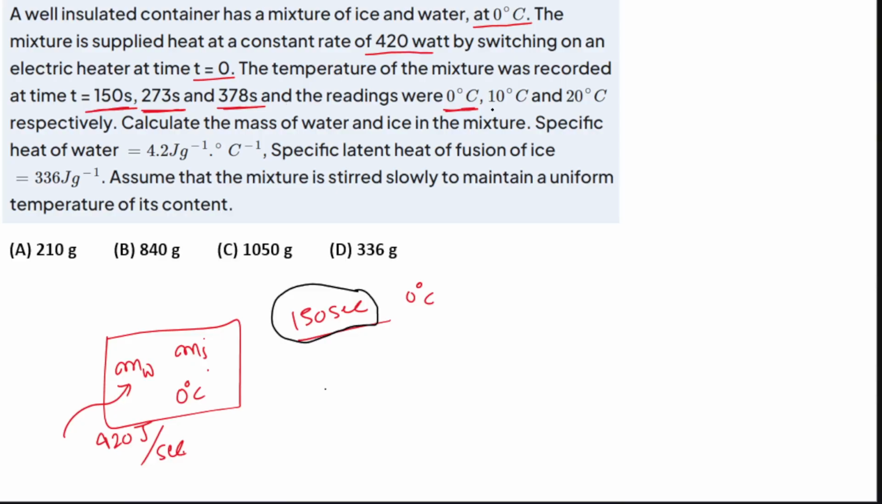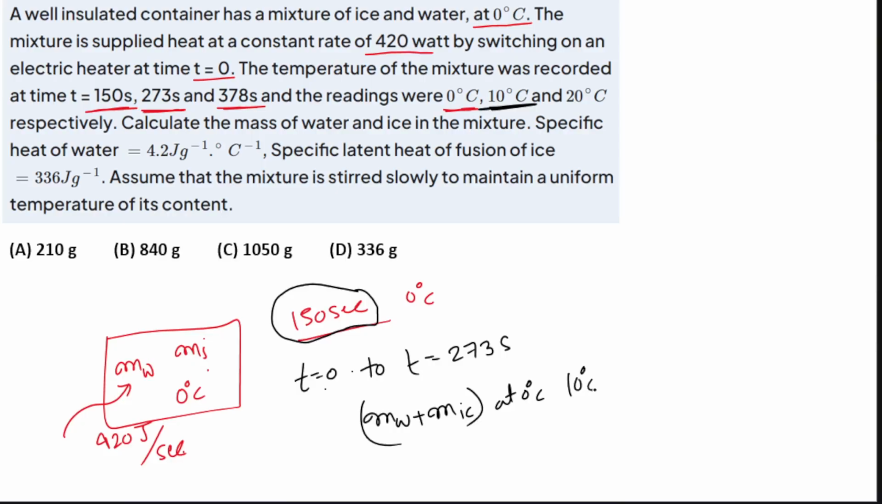Now at 273 second temperature is 10 degree. So we can say that starting from time t equal to 0 to time t equal to 273 second, what has happened? All ice has melted and then mass of water plus mass of ice melted, which is at 0 degree, has risen to the temperature of 10 degree.